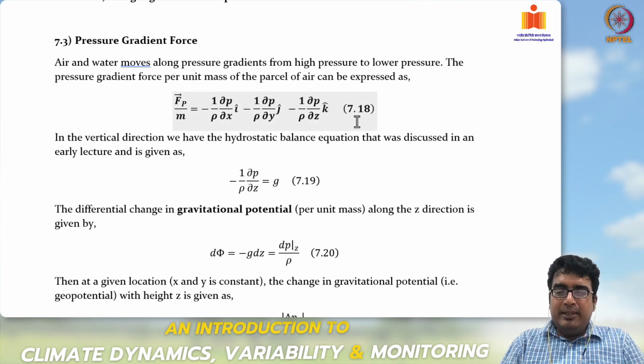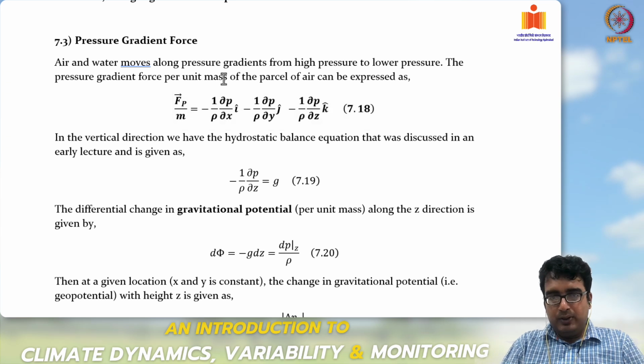Now, this is reasonably clear. Pressure is basically Newton per meter square. So, del P del x becomes Newton per meter cube. Density is kg per meter cube. So, you get Newtons per kg, which is force per unit mass. So, the units match up.